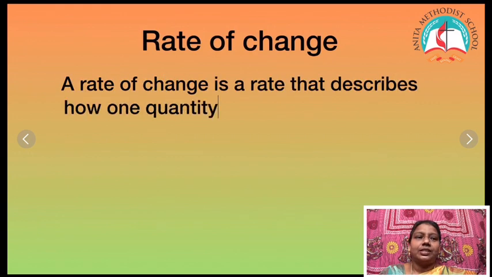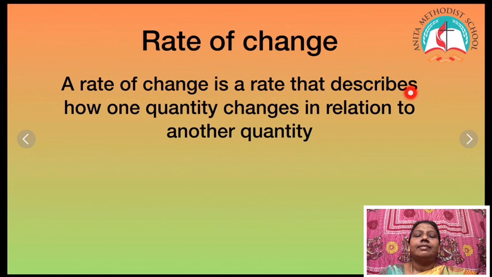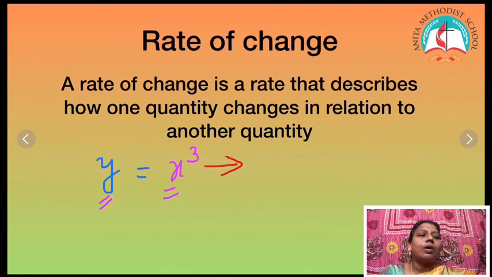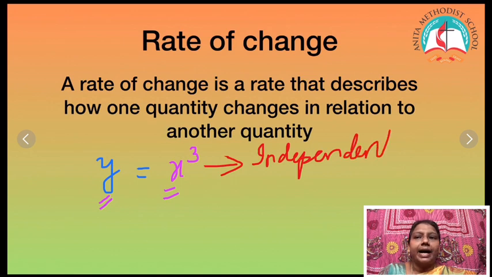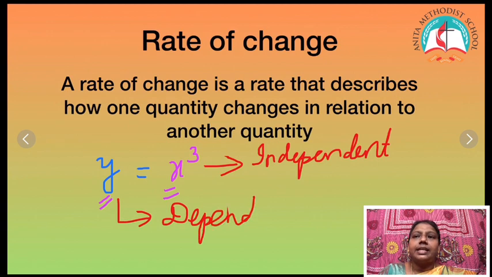What is the rate of change? A rate of change is a rate that describes how one quantity changes in relation to another quantity. For example, if I am taking an equation y equals x to the power 3, then the value of y will depend on the value of x. That means x is called the independent variable because we can assign any value for x. But y is called the dependent variable because it depends on the value of x.